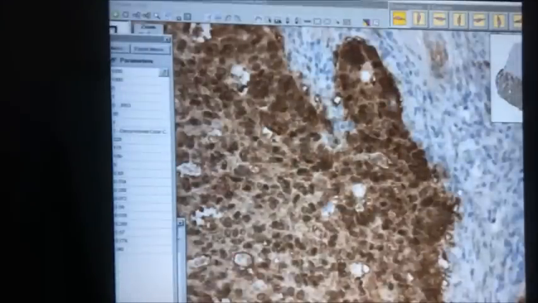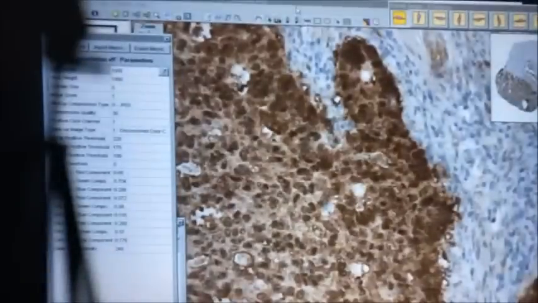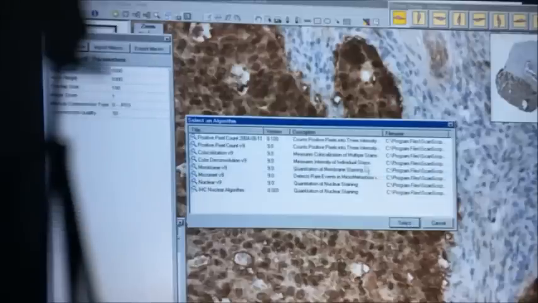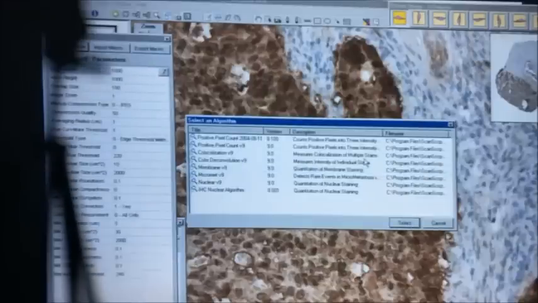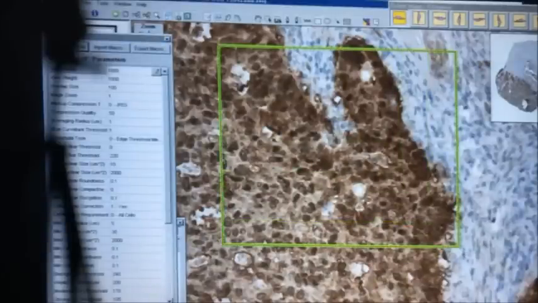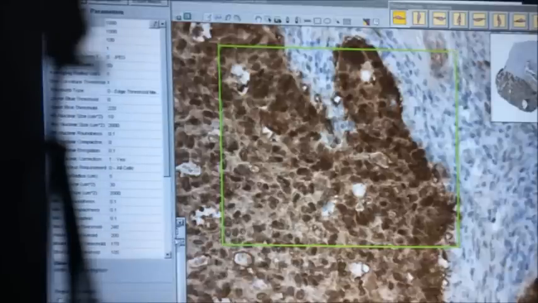I'll show you another algorithm here. Have a look. This is the cytoplasmic algorithm. In this case, what I want to do is the membrane. I want to extract the membranous staining only, not all. So this is suitable for HER2, for example, but I'm just trying to show you how the membranes only can be extracted even if you have cytoplasmic staining. I want only the membranes.